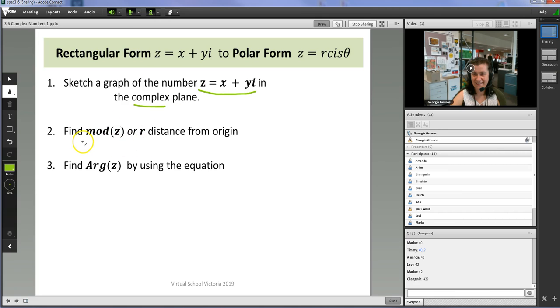But we can work out for that number its magnitude, or its distance from the origin, and we usually use the letter r to represent the distance from the origin, or this symbol, modulus of z, which just means the magnitude of z, just the measure of the number. And then arg z is the principal angle of the number.